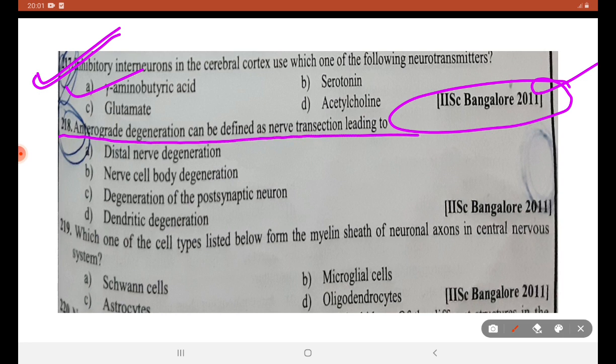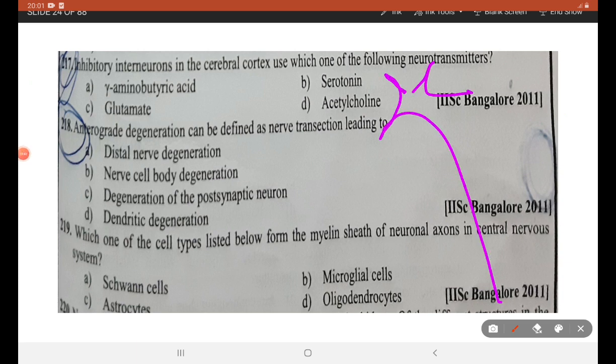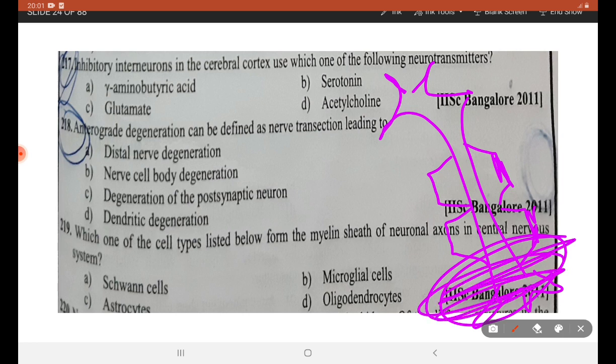Anterograde degeneration can be defined as nerve transection leading to anterograde degeneration. It's not retrograde, it is anterograde. So consider this as a nerve, a neuron. This is the end plate. Here we have nodes of Ranvier, myelin sheath, and so on. Anterograde degeneration is degeneration in the end part of the nerve fiber.